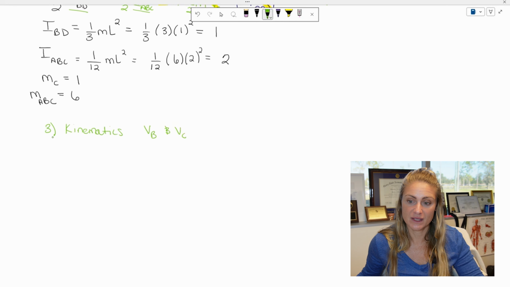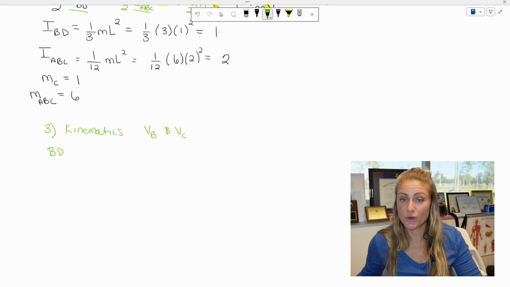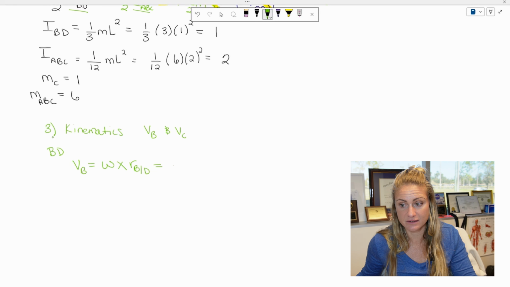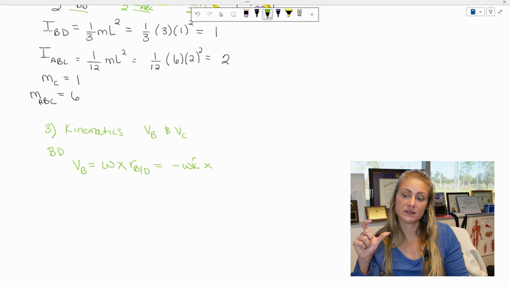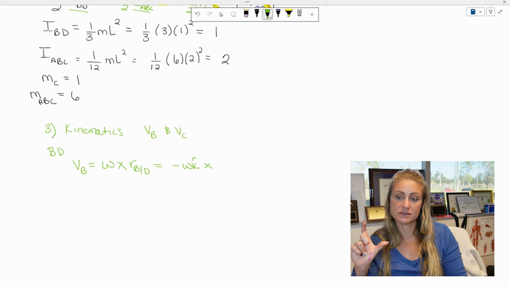Well, VB, if I look at bar BD, you told me that point B is in pure rotation about D. That means it only has its angular component of relative velocity, which is omega cross r of B with respect to D. This is going to be equal to, my omega for BD is going in the clockwise direction, so I will have a negative omega k, cross r of B with respect to D. So r of B with respect to D, the length of our bar, is going to be 1.